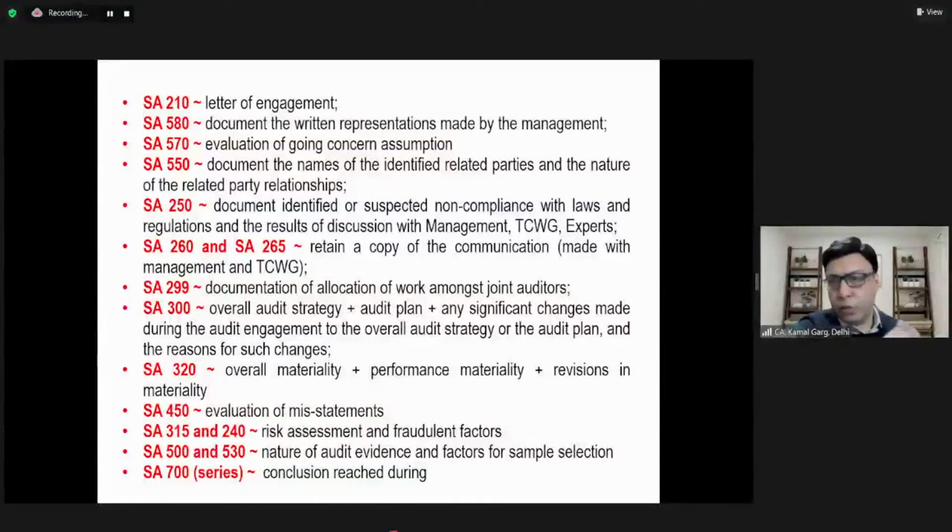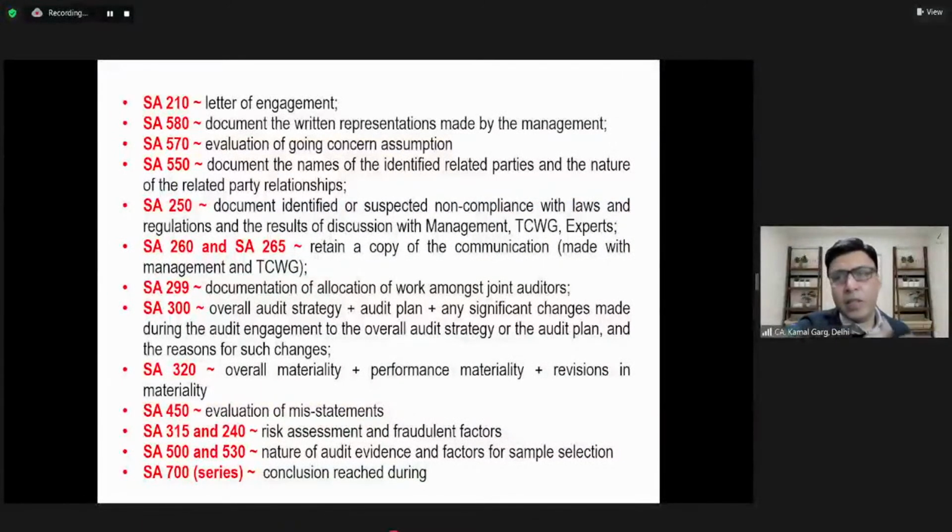SA 260 and 265, which we already covered. Communicate whatever findings you have, whatever observations you have with the management and TCWG. So when you will communicate, oral communication is of no use. Always communicate in writing. So whenever you will communicate in writing, you have to retain a copy of the same. Retention of the copy means documentation. Then is SA 299. Sometimes it may happen that a company is being audited by 2 or more than 2 auditors. This is the concept of joint audit. So when an entity is audited by 2 or more than 2 auditors, different auditors will be having different allocation of work. So whatever work is allocated to you, you need to document the same. And that is why SA 299 says documentation of allocation of work amongst the joint auditors.